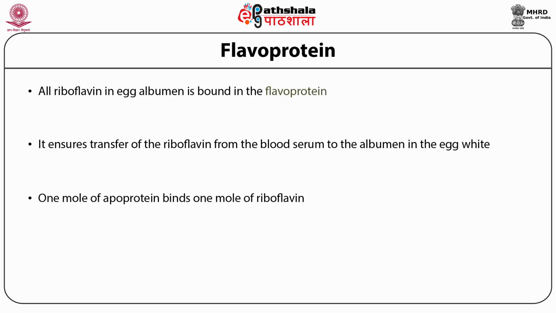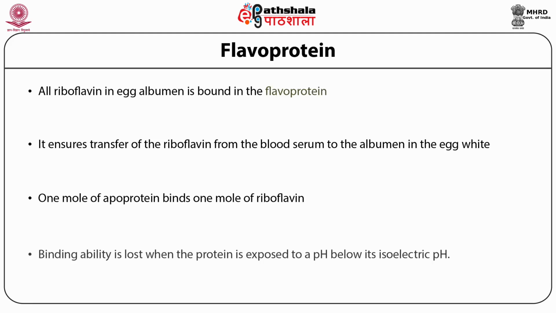1 mole of apoprotein binds 1 mole of riboflavin, but this binding ability is lost when the protein is exposed to a pH below its isoelectric point.